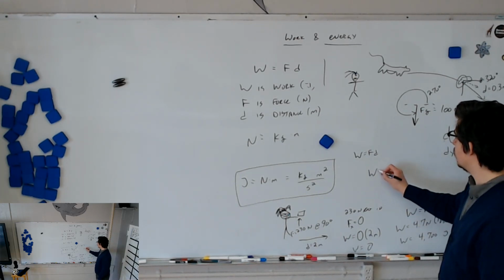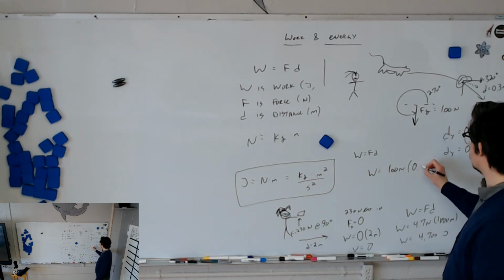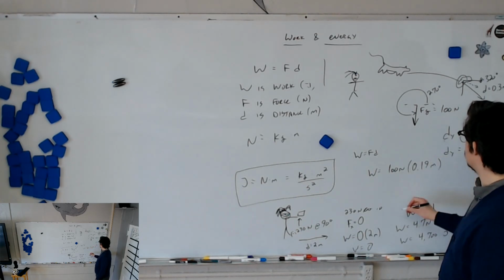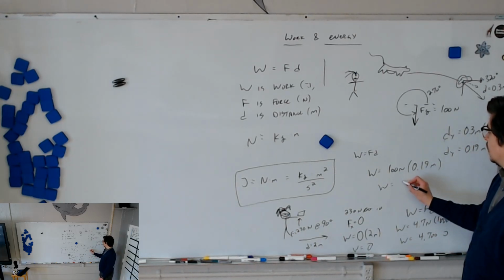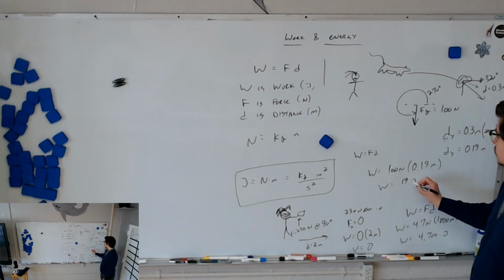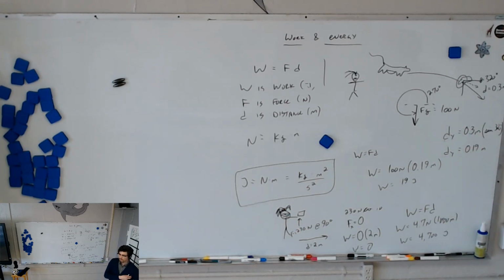So W equals, what's the force? 100 newtons. What's the distance she travels in only that direction? 0.19 meters. So the work done by gravity on her is 19 joules. Does that make sense? Yes. So basically we're just using sine and cosine for this. It just depends on the angle.